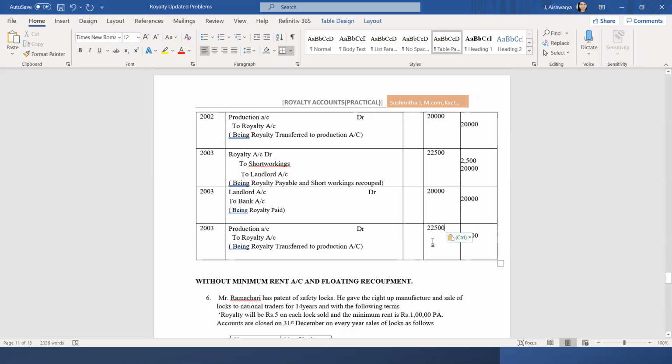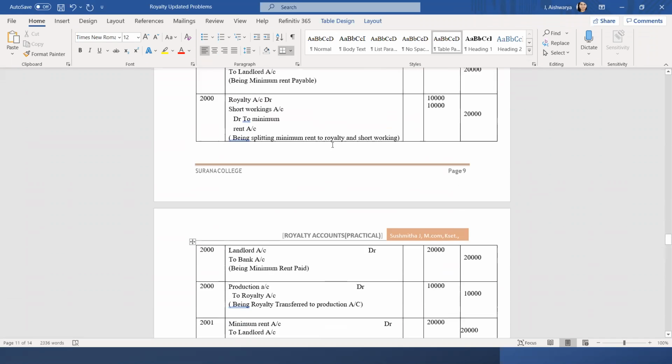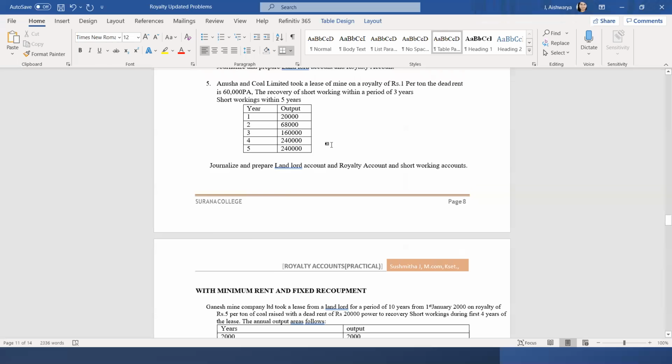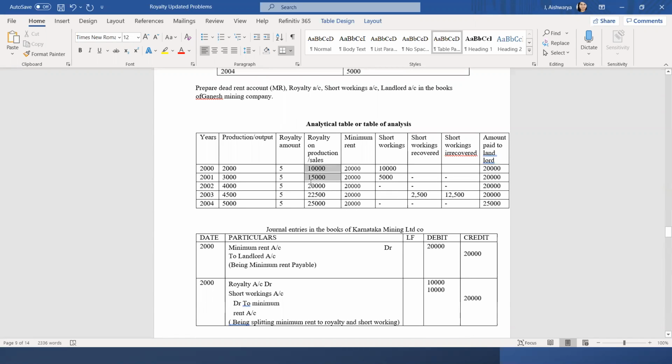You know, for every debit there must be a corresponding credit. That's what it is showing. There is a debit entry and there is a credit entry, so both are tallied, right? If you are not able to understand, whatever is there in the analytical table, in this column, that you have to record in the royalty account.